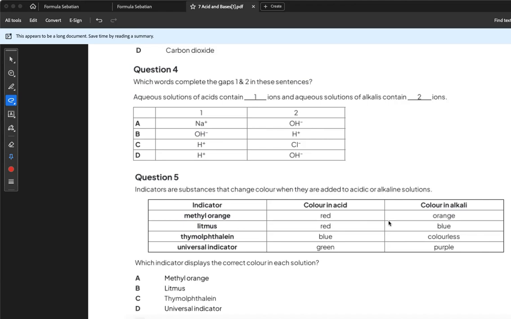Teacher, you see, it does not even produce orange, and its name is Methyl Orange. Scamming us. Very nice.